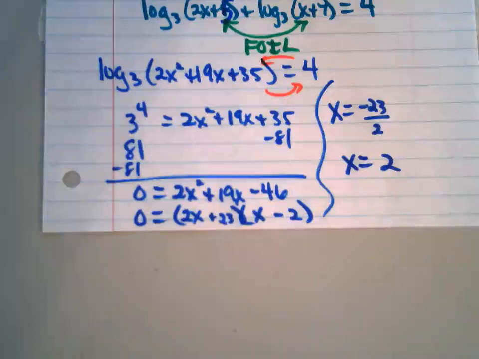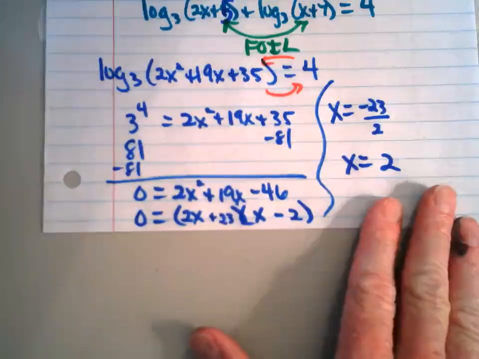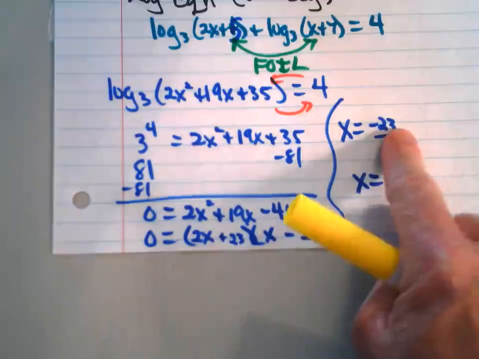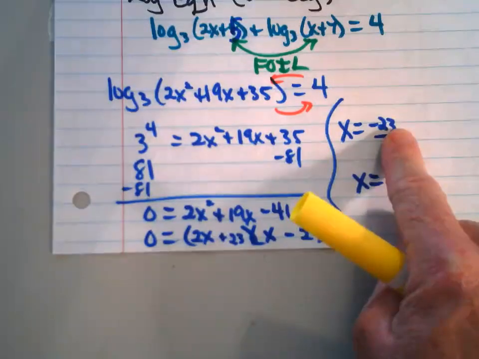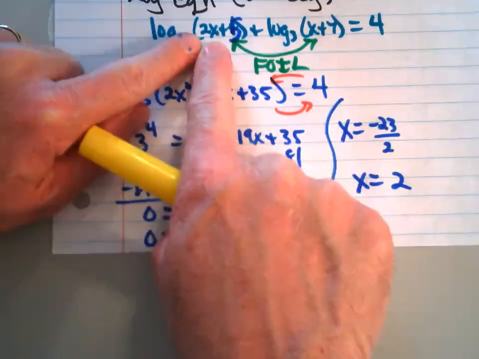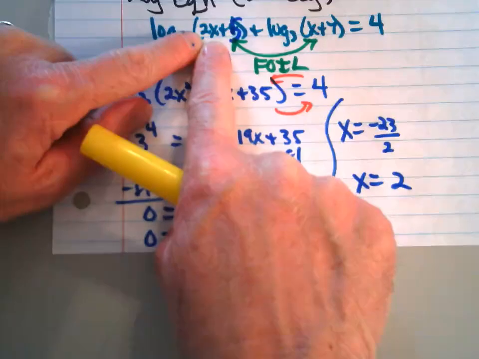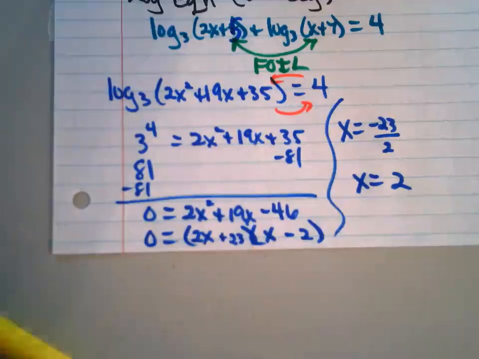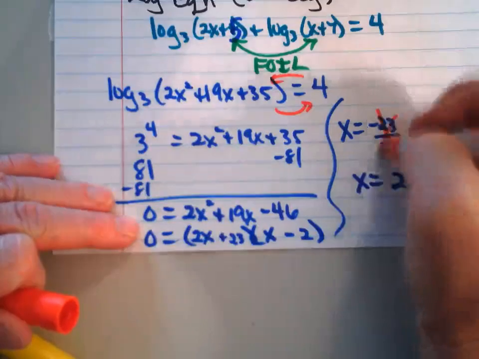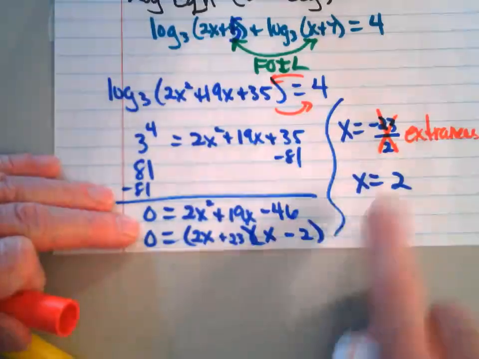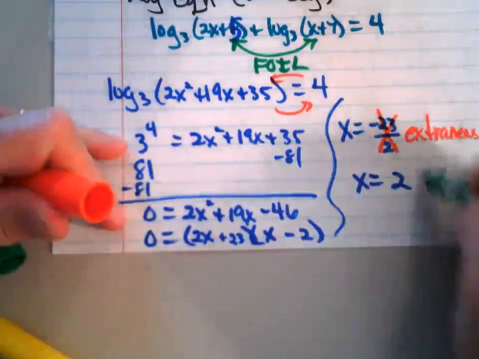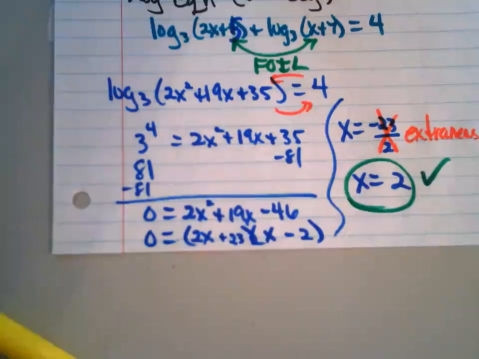Now, because we're doing logarithms, you can't take the logarithm of a negative number. So you have to make sure you plug that back in. If I take negative 23 over 2 for x and plug that back into this part of the equation, I'm going to get a negative value. So this is an extraneous answer. If I take the 2 and plug it back in here, we're good. So we get a good answer from 2, and that's our only value for that problem.